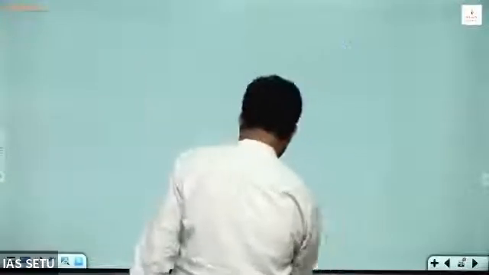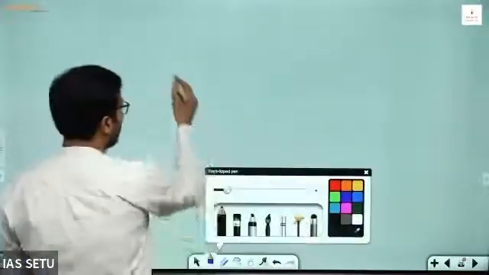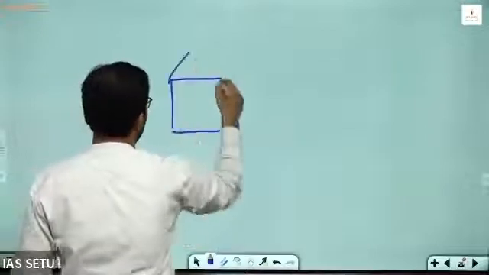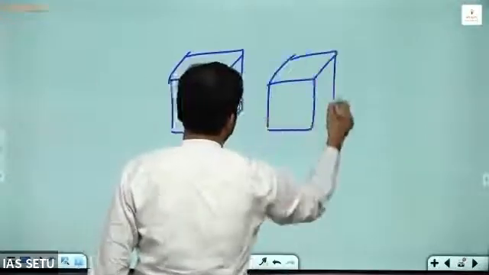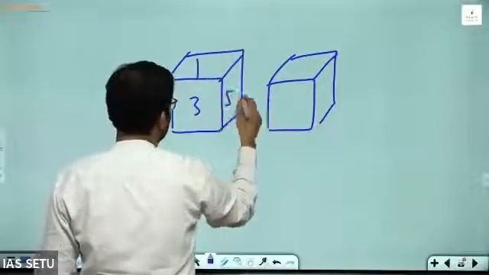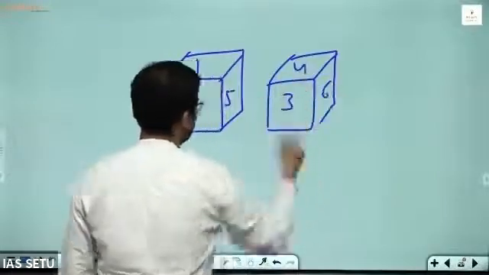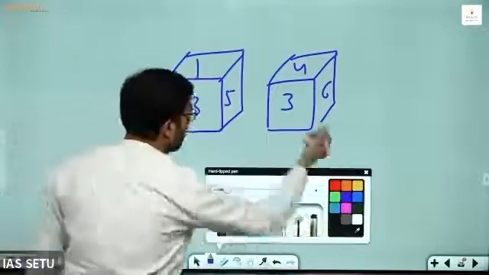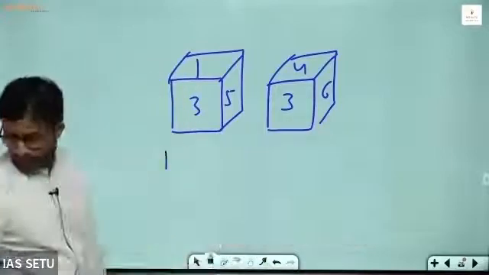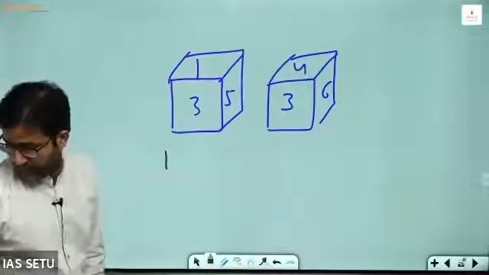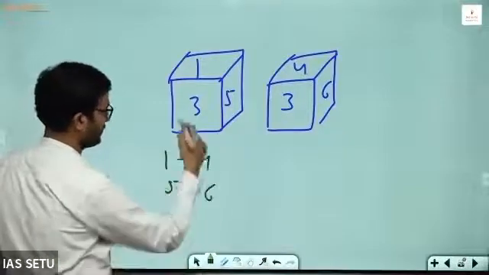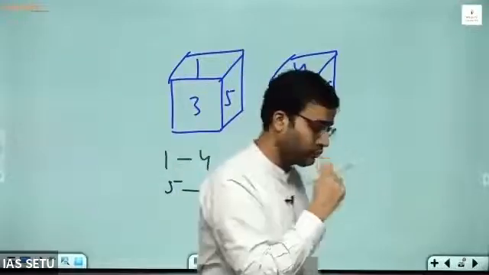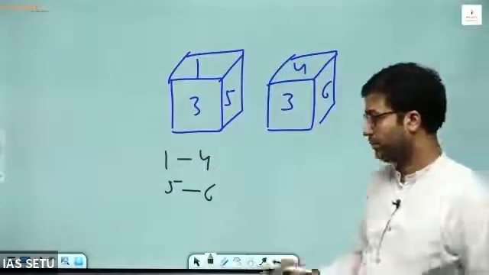Quickly, I take one more question. Then I tell you the limitation of property number 7. Quickly, just fast. 1, 3, 5, 3, 4, 6. What is opposite of 1? What is opposite of 5? 6. Property number 7. Wonderful.